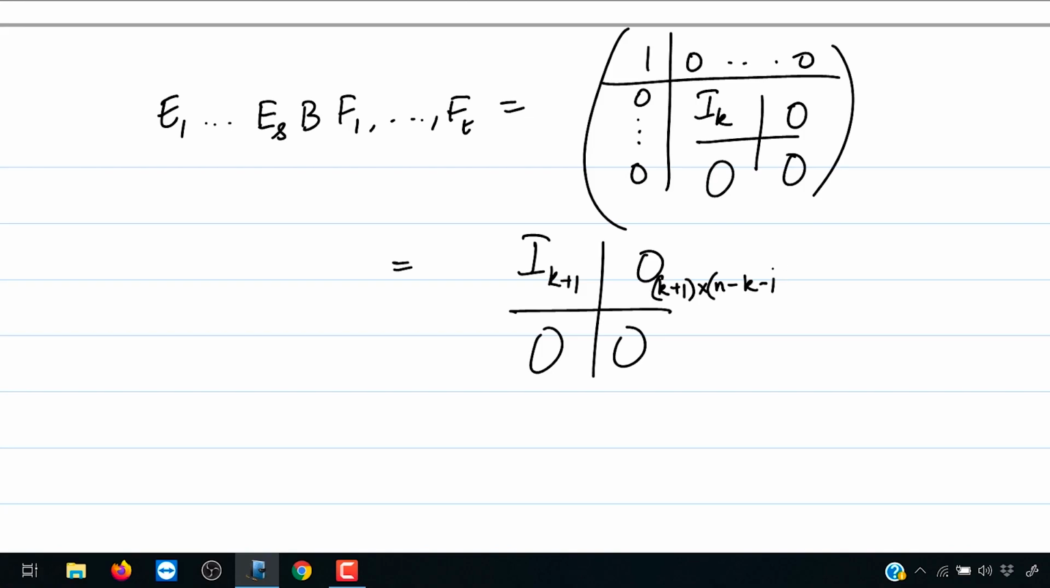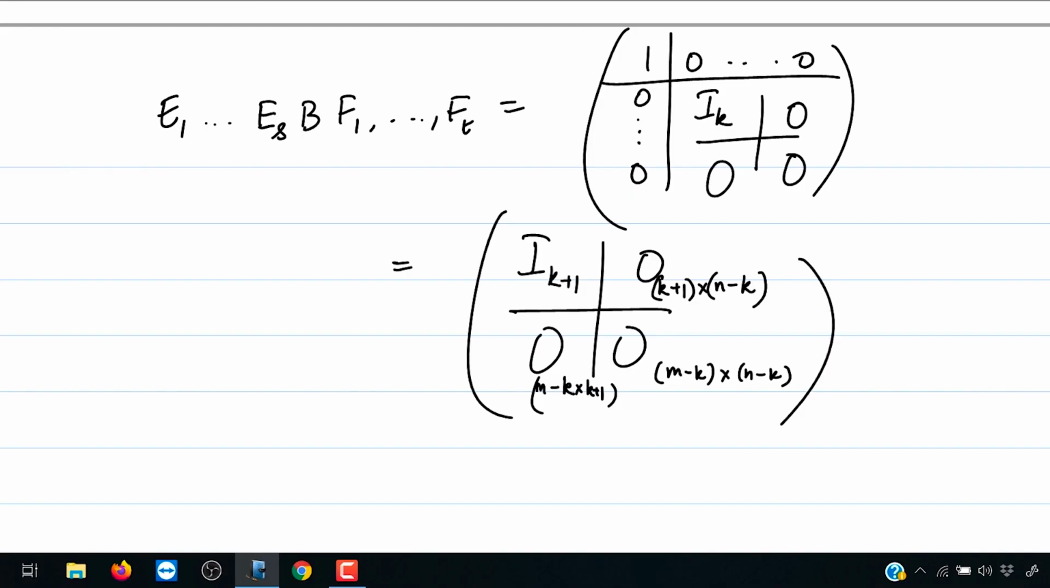No, n plus 1 minus k minus 1, which will be n minus k. Similarly, here this is going to be m minus k minus 1, again m plus 1 minus k minus 1, which will be m minus k cross k plus 1, and this will be m minus k cross n minus k.